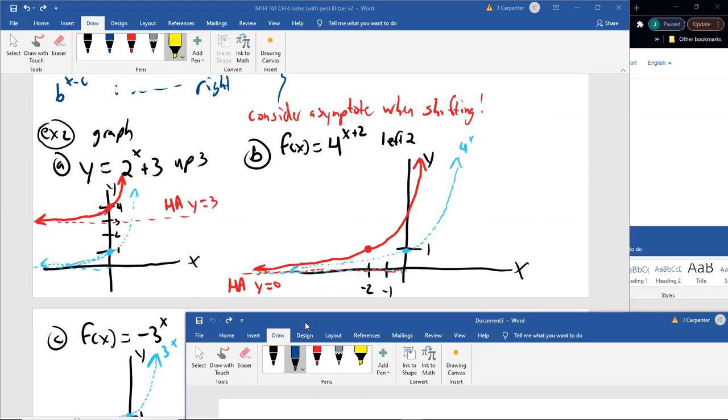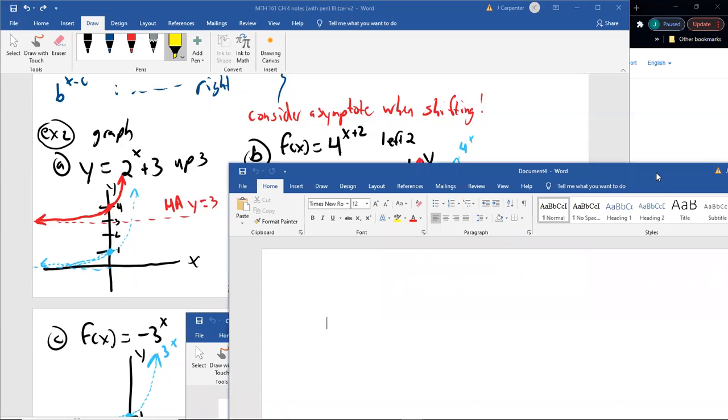All right, negative 3 to the x. Now, first of all, yes, this is still an exponential function because the base is not negative. That negative is not part of the base. So you're going to see something you shouldn't see for a second, but actually, no, you won't. I'm just going to cover up that answer for a second. So that's negative 3 to the x.